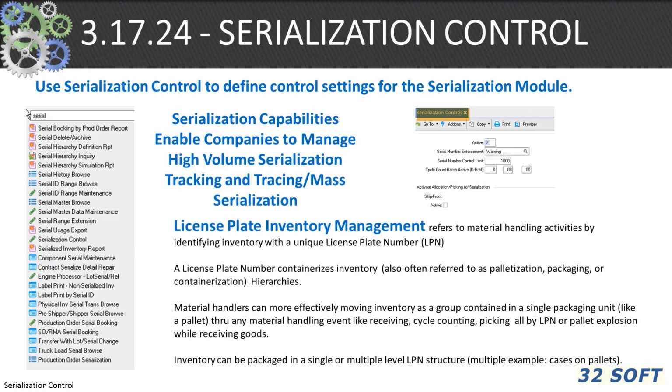Your serialization control defines control settings for the serialization module. Serialization capabilities enable companies to manage high volumes and utilize tracking and tracing of mass serialized product. License plate inventory management refers to material handling activities by identifying inventory with a unique license plate or container which holds one or more serial numbers. This is the future of containerization.